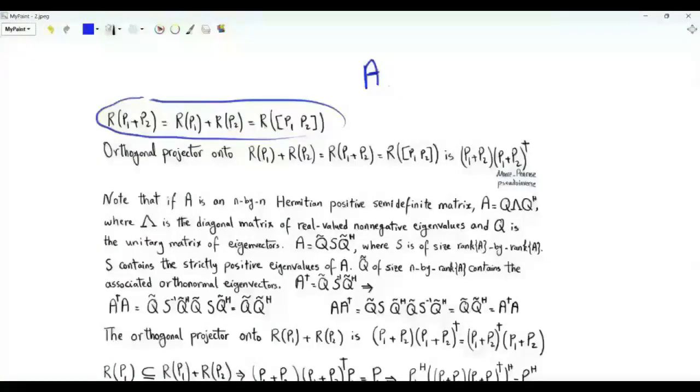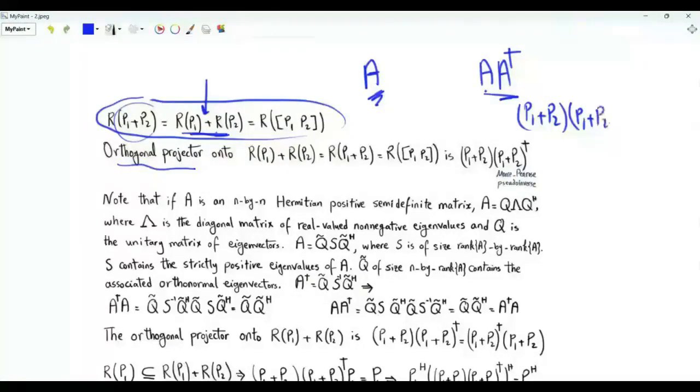If we have matrix A not necessarily square, the orthogonal projector onto the range of A is the matrix A times the Moore-Penrose pseudo-inverse of A, denoted by A dagger. A A dagger is the orthogonal projection matrix onto the column space of matrix A. If we want an orthogonal projector onto this subspace, and since it is the same as the range of P1 plus P2, then the orthogonal projector can be written as P1 plus P2 multiplied by the Moore-Penrose pseudo-inverse of P1 plus P2, P1 plus P2 dagger. In our case here, the orthogonal projector can also be written as P1 plus P2 dagger times P1 plus P2.